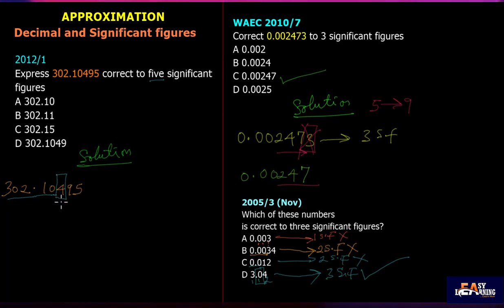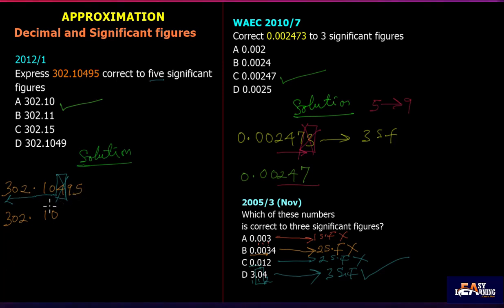Considering this 4, the question we ask ourselves is, is it up to 5 or below 5? It is below 5, so we are going to ignore it. We're not going to do anything to it, and it's not going to affect the rest of the number. So we just bring it down as 302.10. We've ignored this 4 because it's not up to 5. Option A was the correct option.